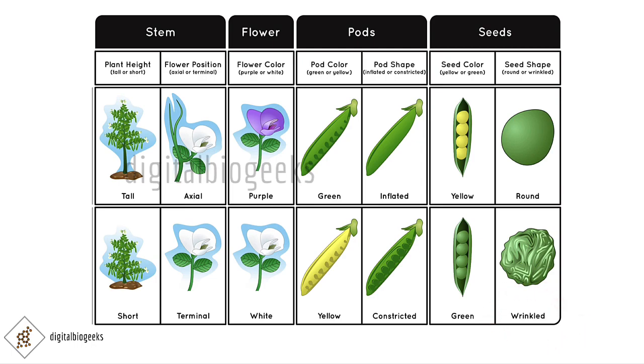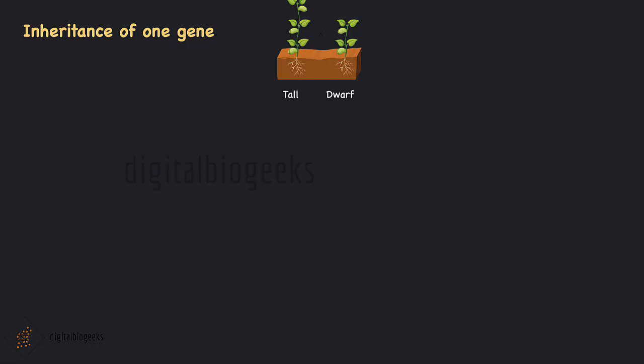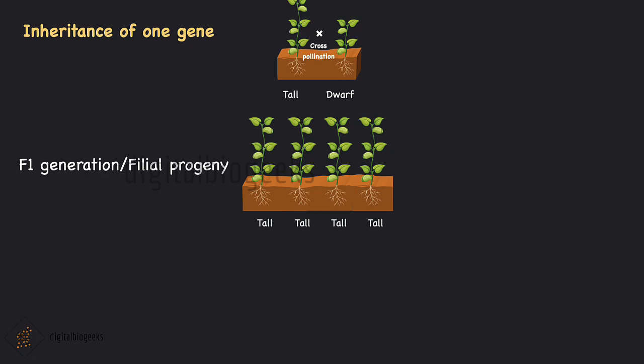Let's understand more about the experiments that Mendel performed. Mendel selected one pair of true breeding plants for his experiment. One of the traits he selected was the height of the plant. He cross-pollinated a tall and a dwarf plant. The offspring of this crossing were called F1 generation or filial progeny. Filial means nothing but the offspring we got after crossing.